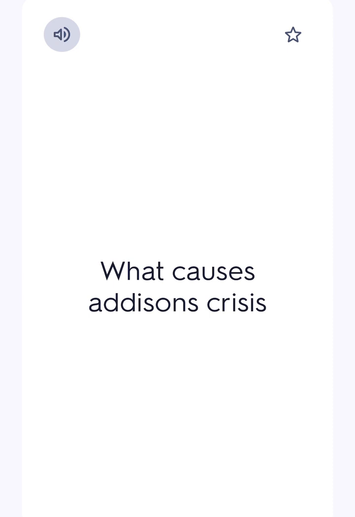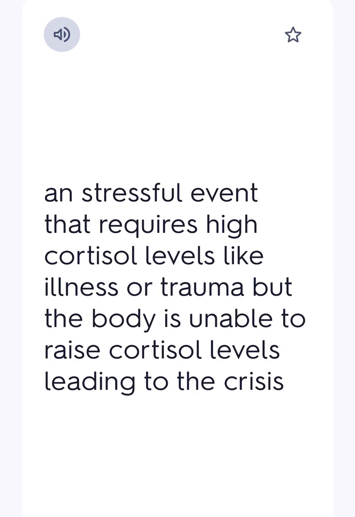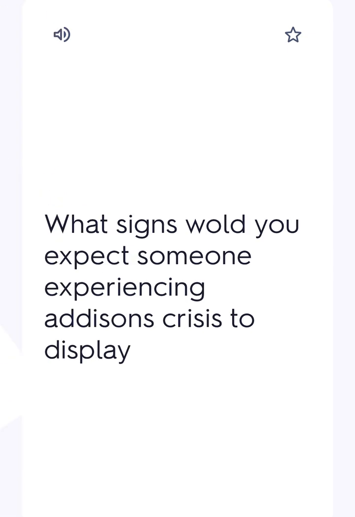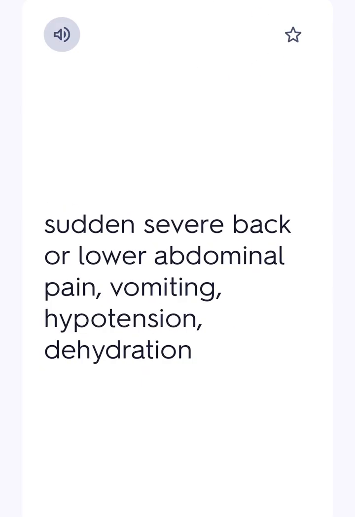What causes Addison's crisis? A stressful event that requires high cortisol levels, like illness or trauma, but the body is unable to raise cortisol levels, leading to the crisis. What signs would you expect someone experiencing Addison's crisis to display? Sudden severe back or lower abdominal pain, vomiting, hypotension, dehydration.